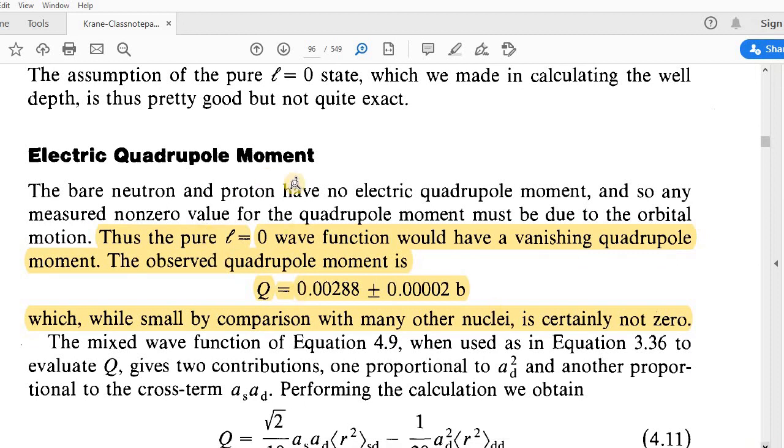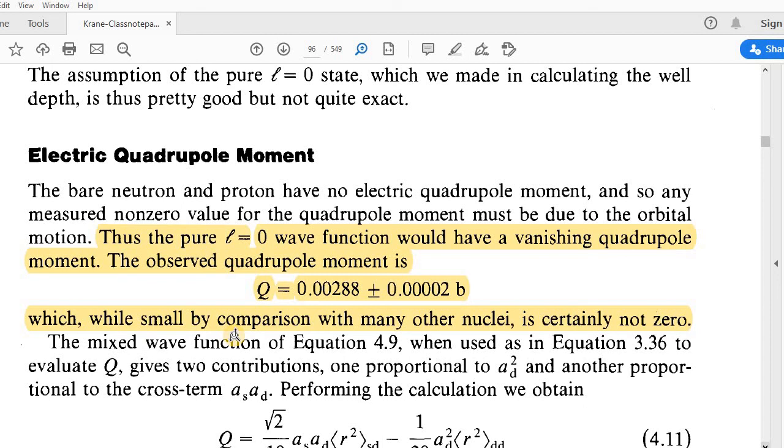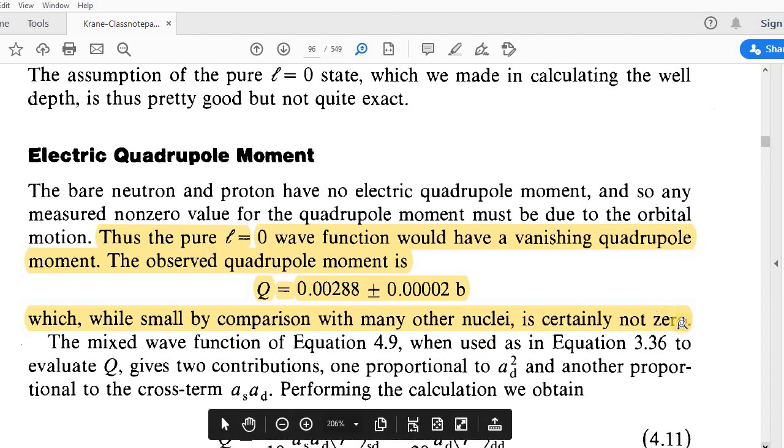Then the electric quadrupole moment. Thus the pure L equal to 0 wave function would have a vanishing quadrupole moment. The observed quadrupole moment is Q equal to 0.00288 plus or minus 0.00021, which, while small by comparison with many other nuclei, is certainly not 0.